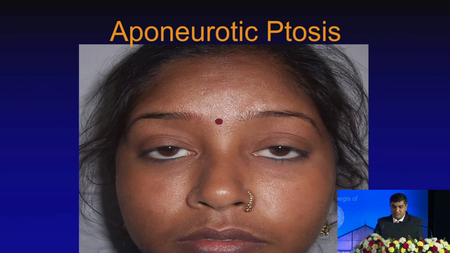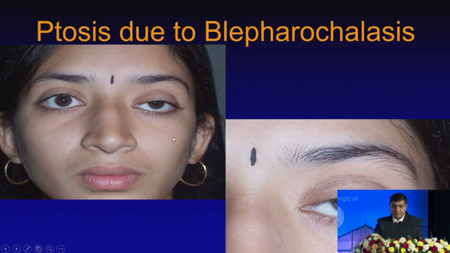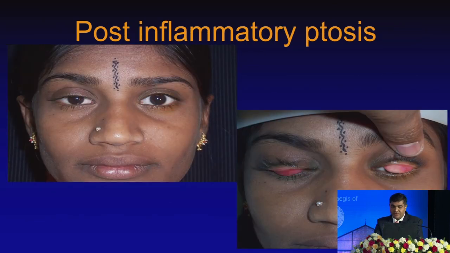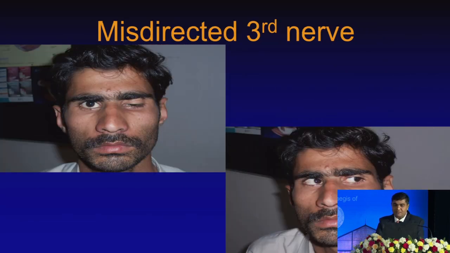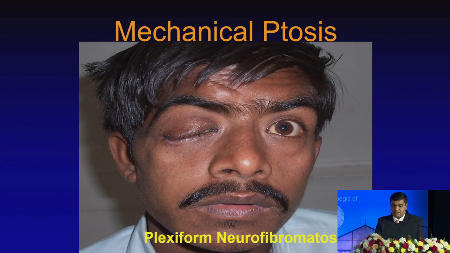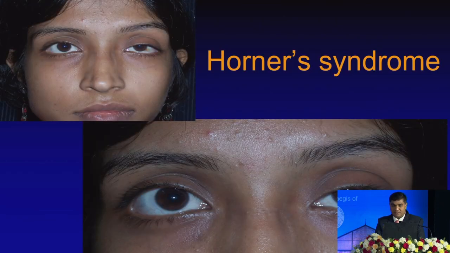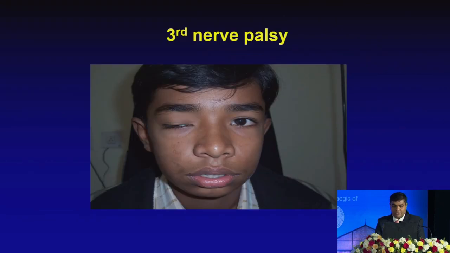You can see that skin is very, very lax here, due to blepharochalasis, a similar thing in a young individual. Post-inflammatory, because of papillae on the upper lid, repeated vernal keratoconjunctivitis can cause such things. Misdirected third nerve palsy, third nerve can also have ptosis. Mechanical ptosis, plexiform neurofibromatosis. Horner syndrome can have miosis with ptosis, mild ptosis.